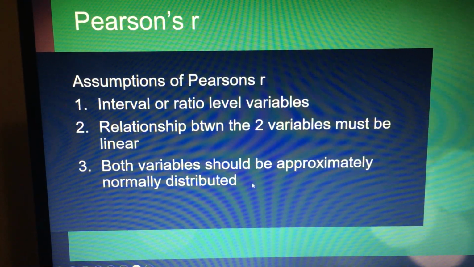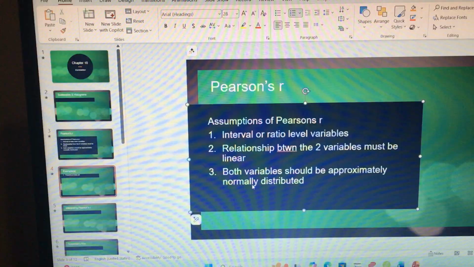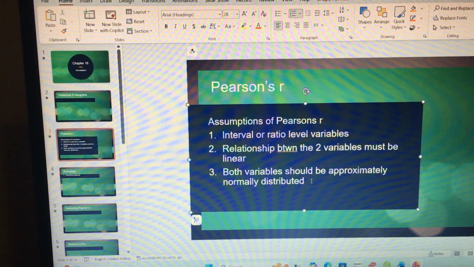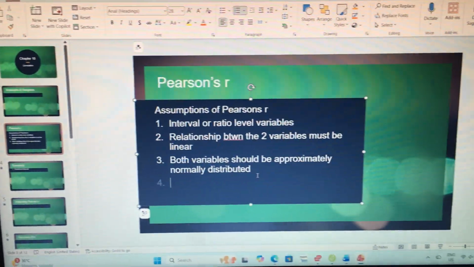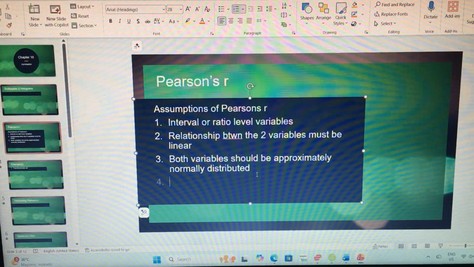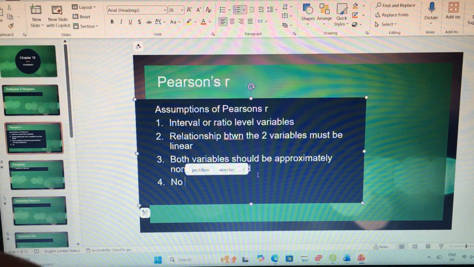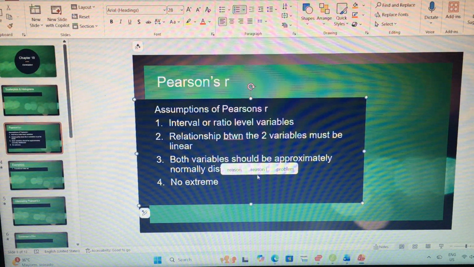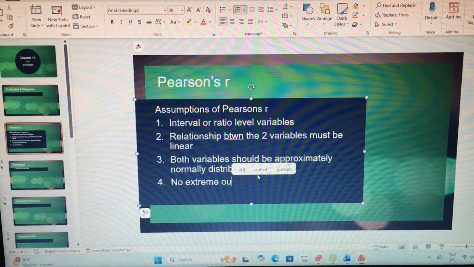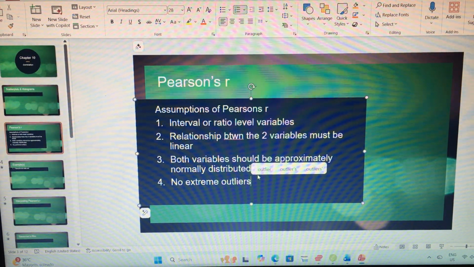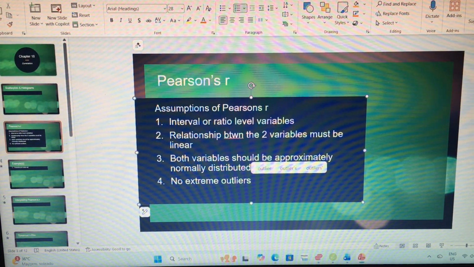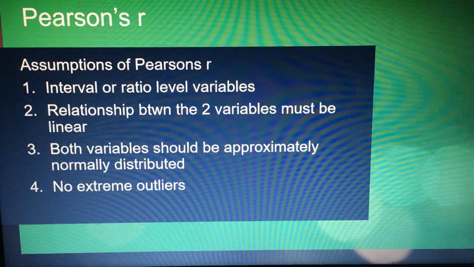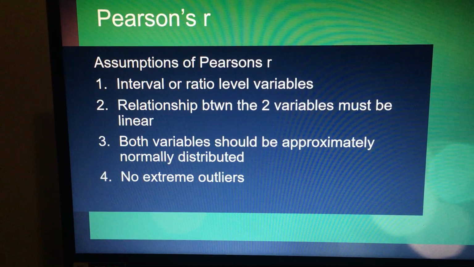So we're going to actually add that here. We're going to make a number 4. So we're going to say no extreme outliers. Save. Okay. Looks good.